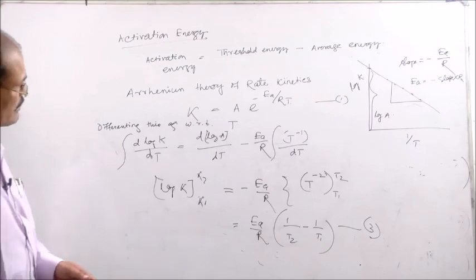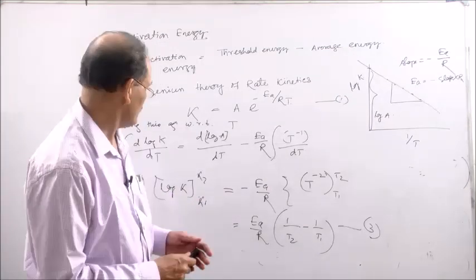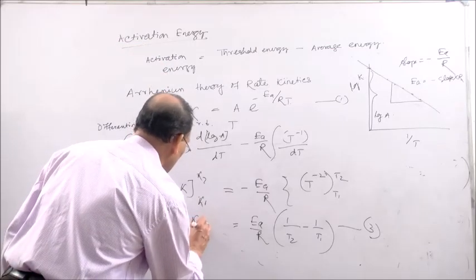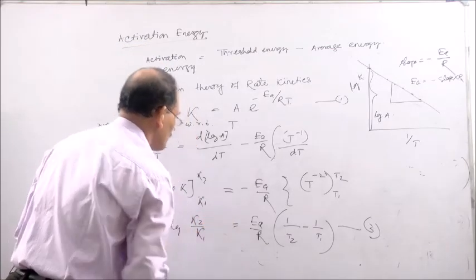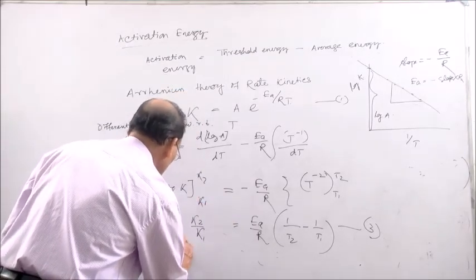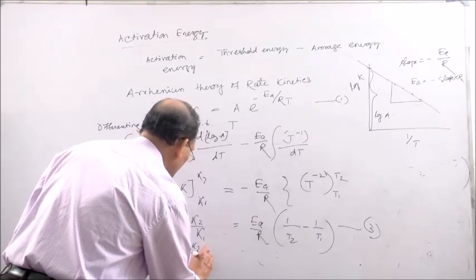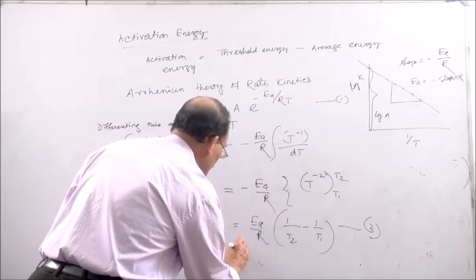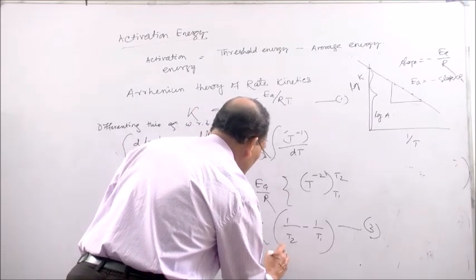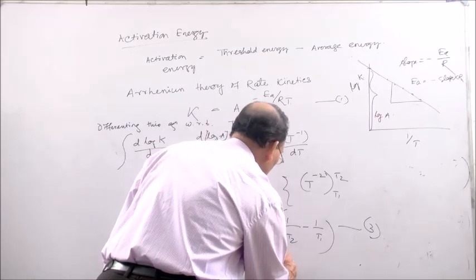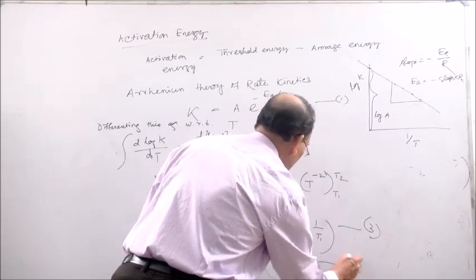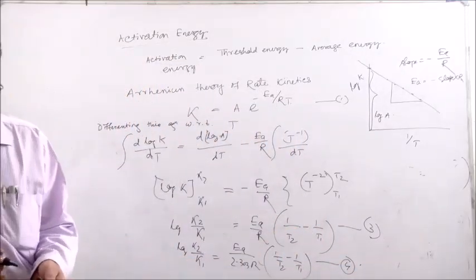In that case, we can calculate the values. So log K2 by K1 equals this, in the normal logarithm: log K2 by K1 equals Ea by 2.303 R into 1 by T2 minus 1 by T1. This expression is known as the integral Arrhenius equation.